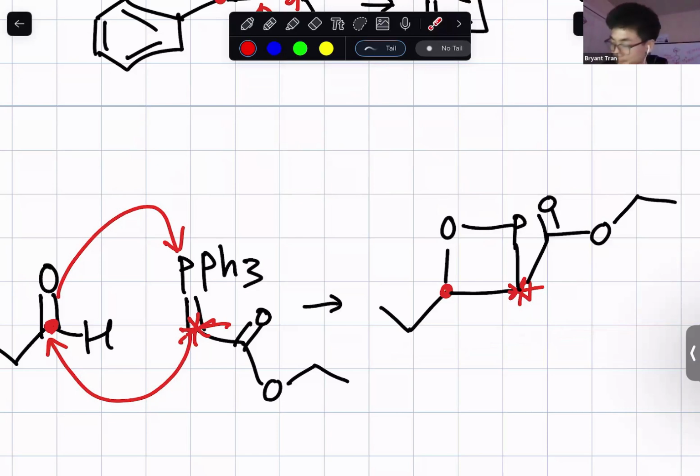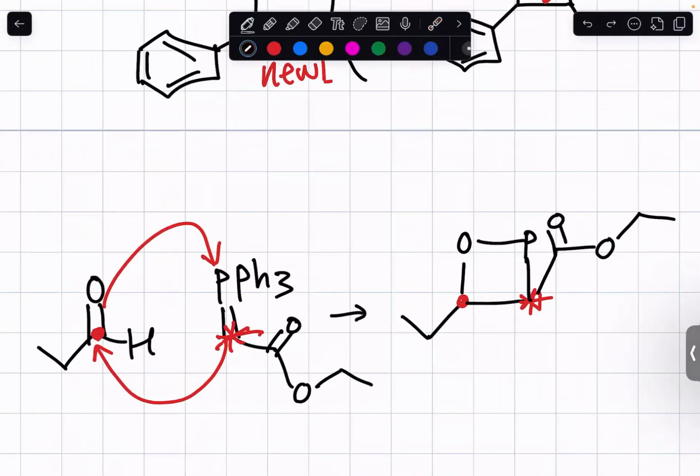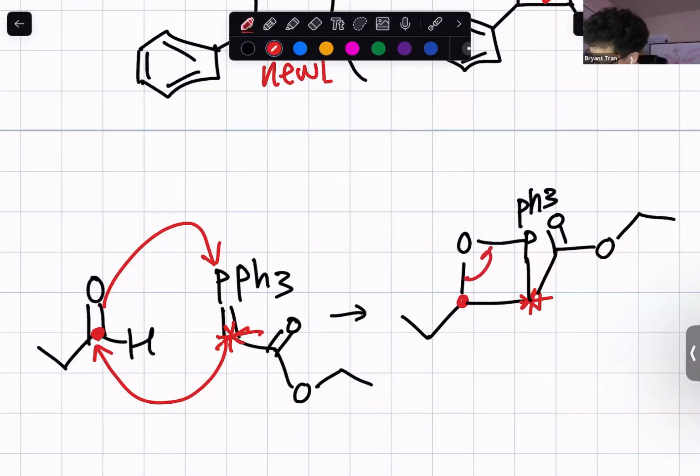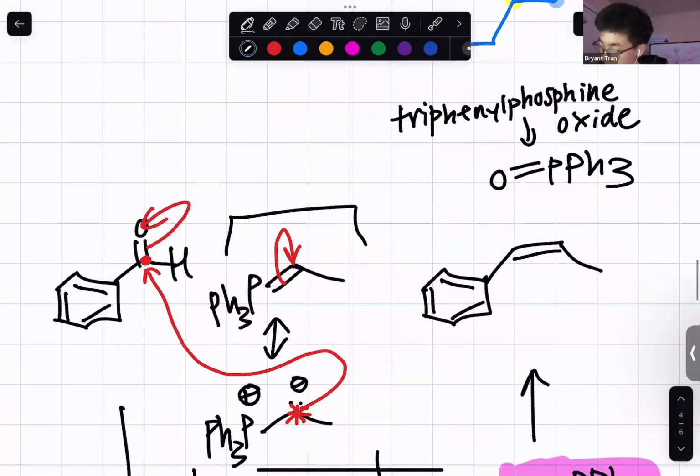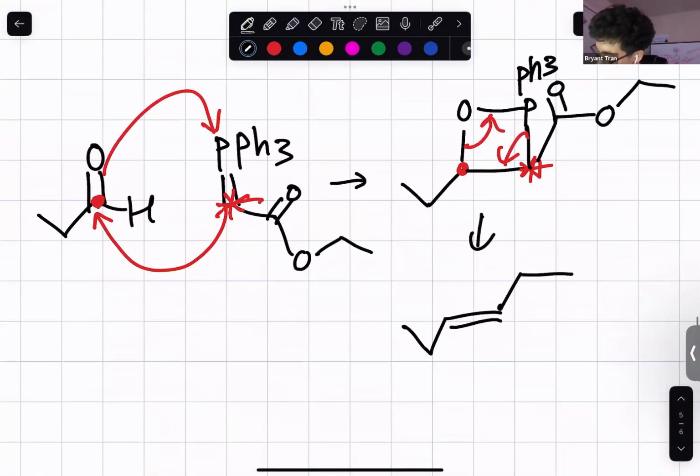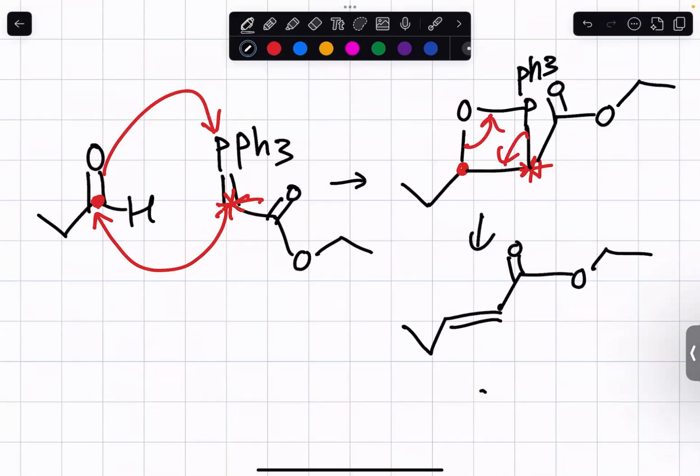Okay, so now that phosphorus is also attached to PPh3, like that. Now we just do that two-step migration thing to kick out that triphenylphosphine oxide, and create our E alkene, like that.